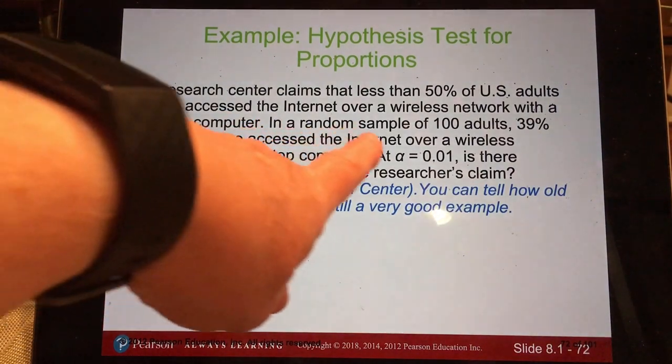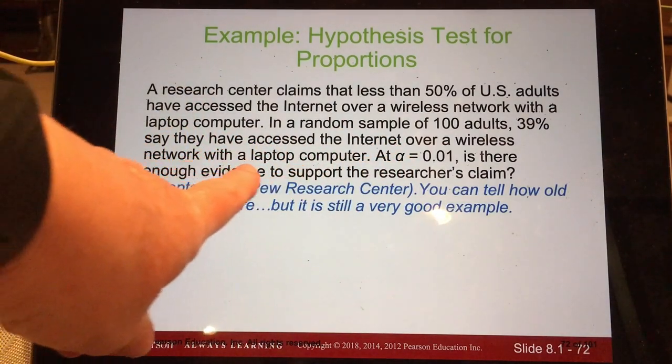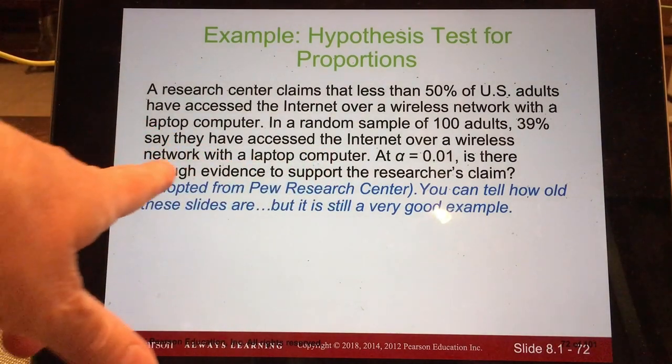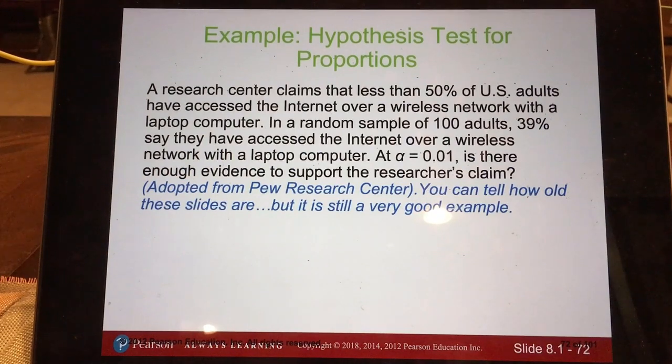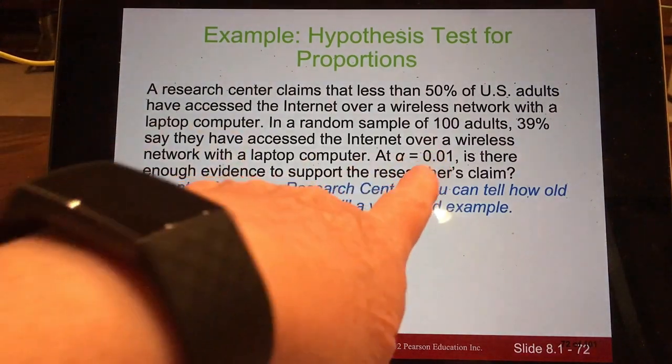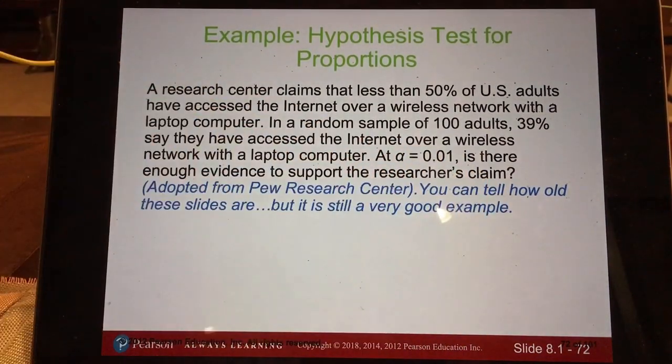But in a random sample of 100 adults, 39 say they have accessed the internet over a wireless network with a laptop computer. Now, hopefully you can tell that this is an example that I got quite some time ago, because I would imagine that almost every adult in the U.S. has done that. But this was quite a few years ago that this example came across, and it's a good example even though it's a little outdated. At alpha is 1%, is there enough evidence to support the researcher's claim?